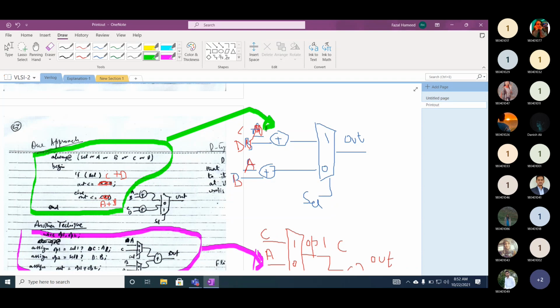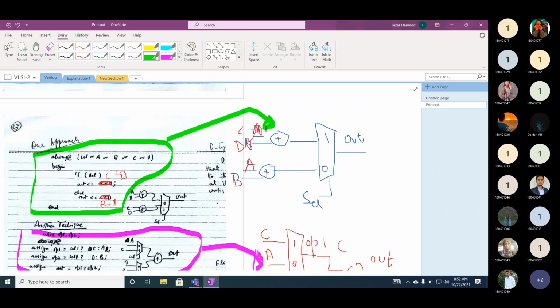But it's my advice to you that when you go home, try this problem at least once without looking into the solution. Don't look at the solution. Just look at the code and draw the hardware. And then think, okay, now you provide your own solution.